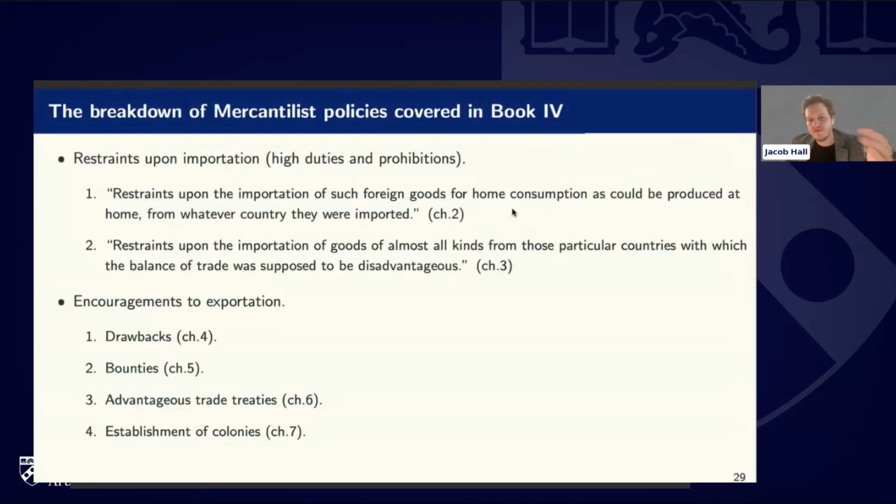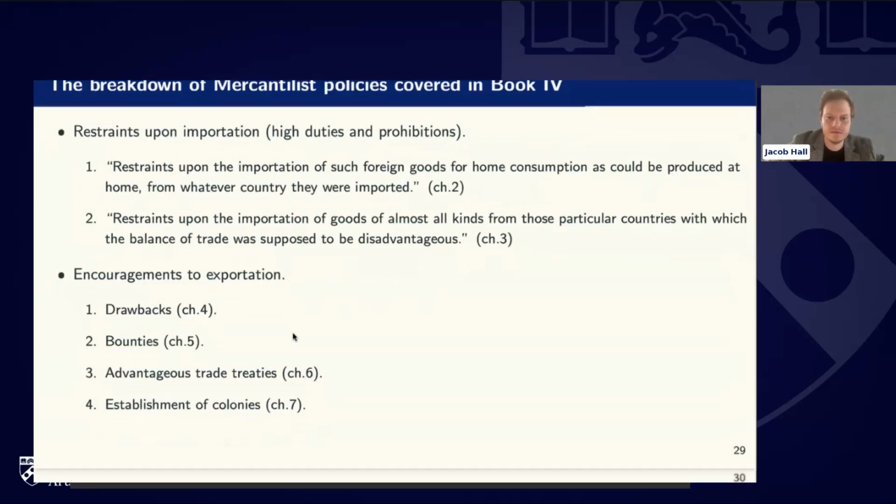And then 4, 5, 6, and 7 turn to the other leg of mercantilism, encouragements to exportation, through drawbacks, bounties, advantageous trade treaties, and the establishment of colonies. So it's worth going through some of these to get some sense of how Smith is going to respond to these different mercantilist policies.